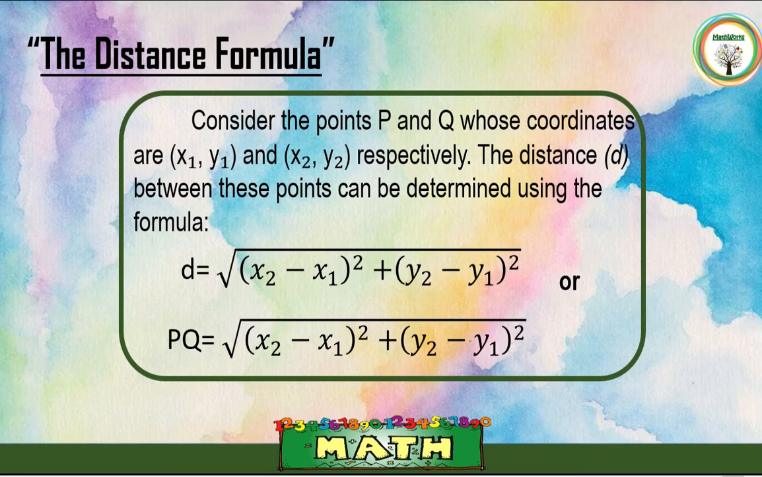So consider the points P and Q whose coordinates are (x sub 1, y sub 1) and (x sub 2, y sub 2) respectively. The distance d between these points can be determined using the formula d is equal to the square root of the quantity x sub 2 minus x sub 1 squared plus the quantity y sub 2 minus y sub 1 squared, or it can be written as distance PQ is equal to the square root of the quantity x sub 2 minus x sub 1 squared plus the quantity y sub 2 minus y sub 1 squared.